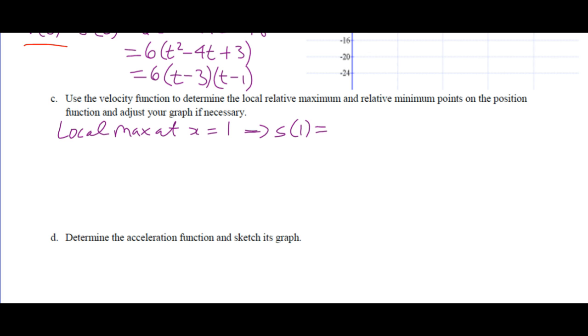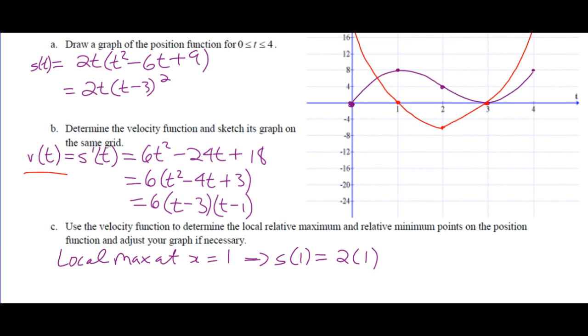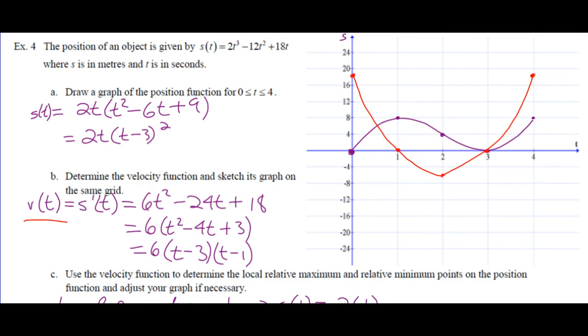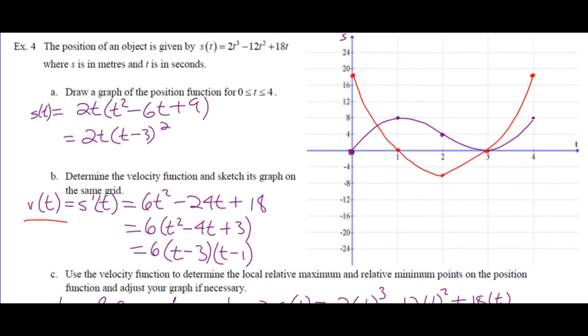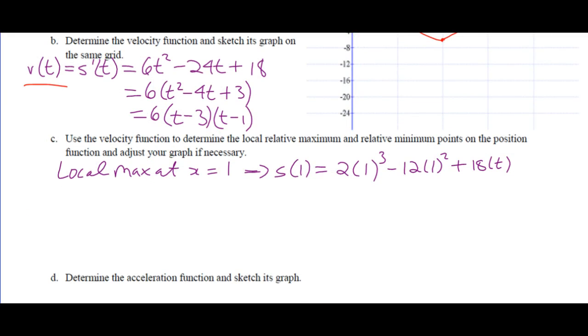So what's s of 1? What is s of 1? What's s of t? 2t cubed minus 12t squared plus... A lot of these points, why not just take them off the graph? Oh. But, well, is that true? I mean, just because the derivative is something doesn't mean that point is there, right? There could be a shift. Well, I plotted the original graph. Oh, yeah, you're right. Probably the original graph. All right, so it's 8. All right, you're right.